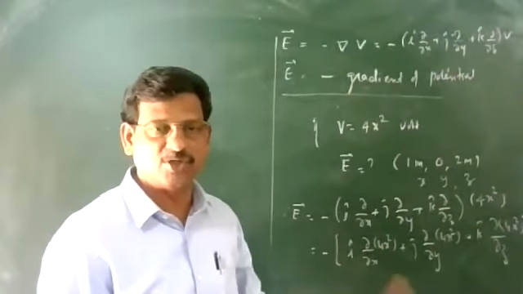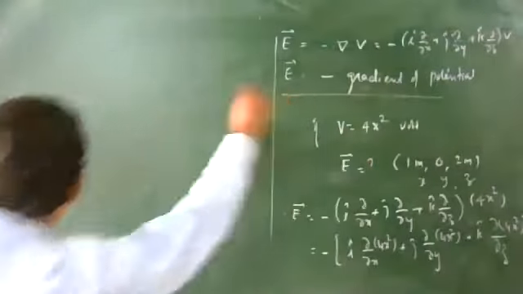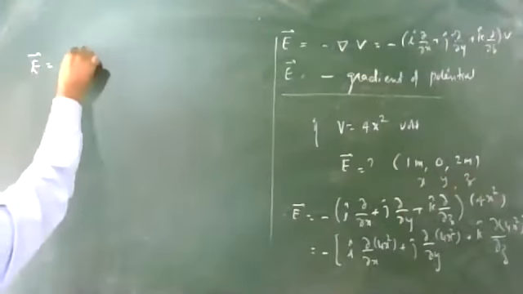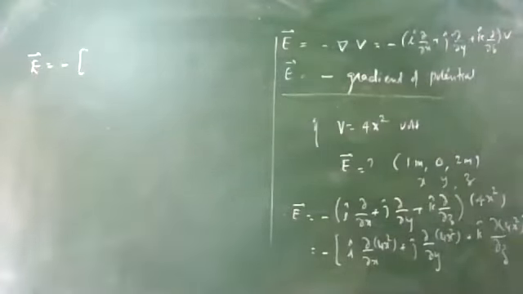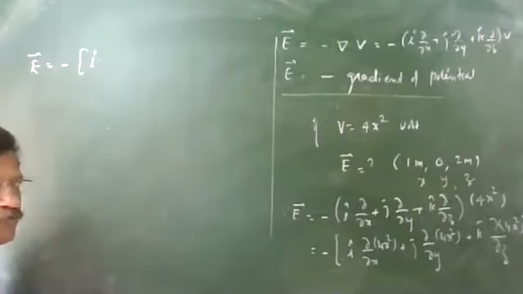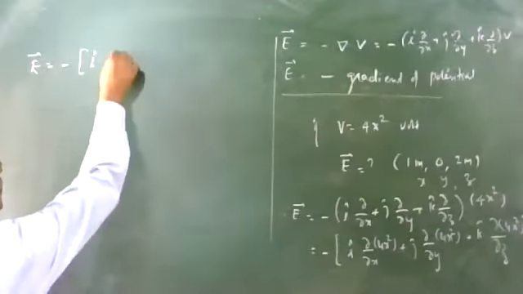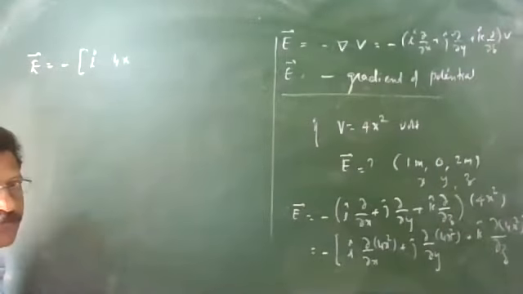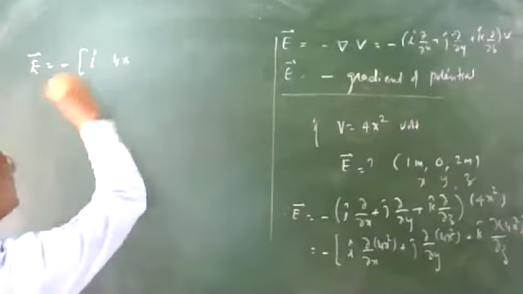So E vector here, I am writing on the left side, E vector is equal to minus, already outside, i cap d by dx of 4x square, where 4 is a constant and can be taken outside. And the derivative of x square with respect to x is equal to 2x.